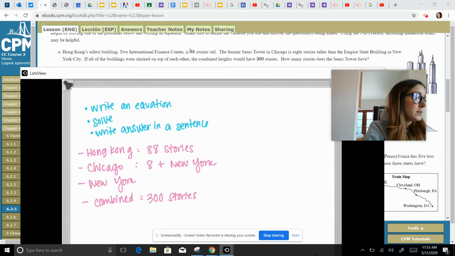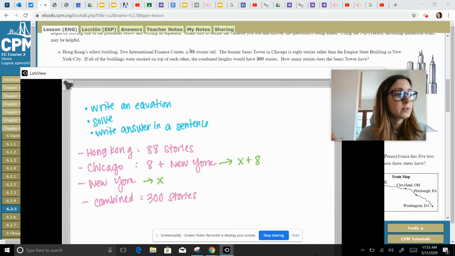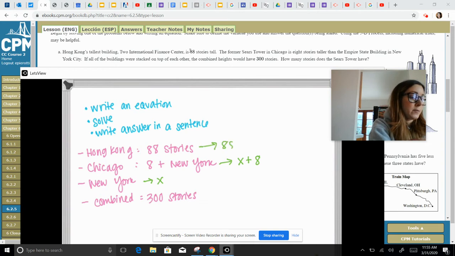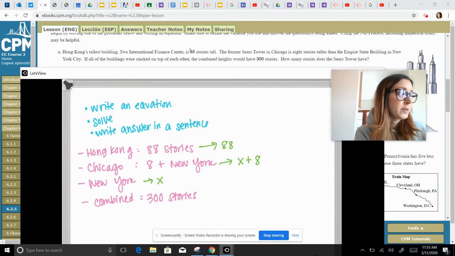So in this case, the best thing to make the variable for would be New York. So New York is going to be X, since that's our main unknown, and other things relate to that. So that means that Chicago's building would be X plus 8, because it's 8 stories taller. And then Hong Kong is just 88. We don't need to have a variable for that. And then we know our combined total is going to be 300.